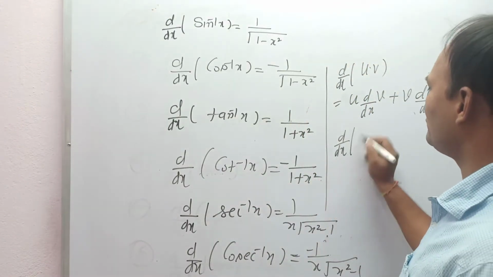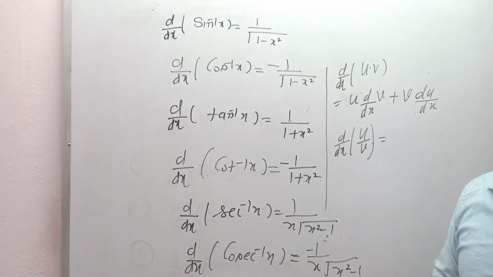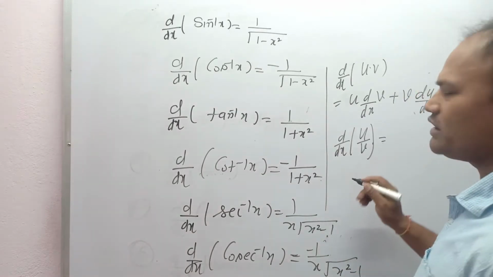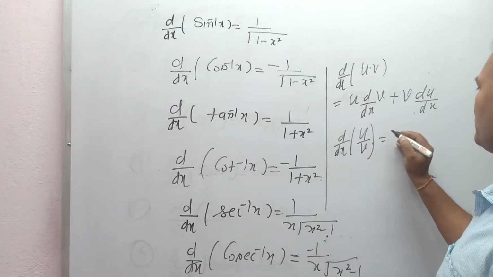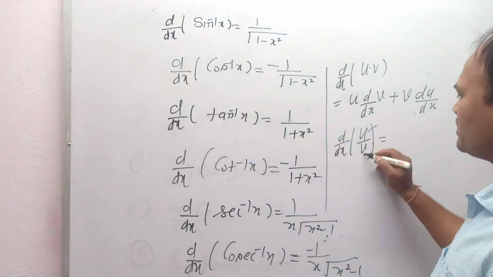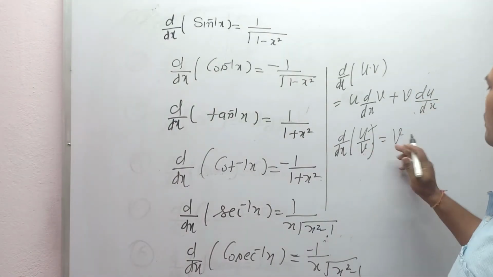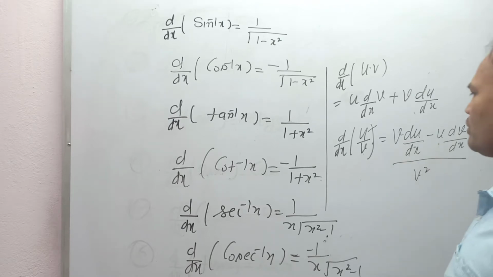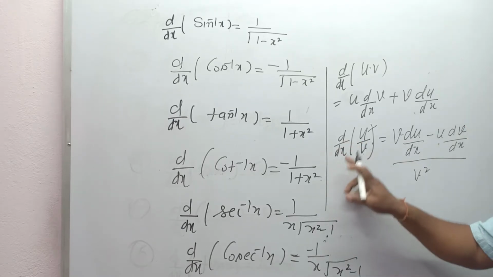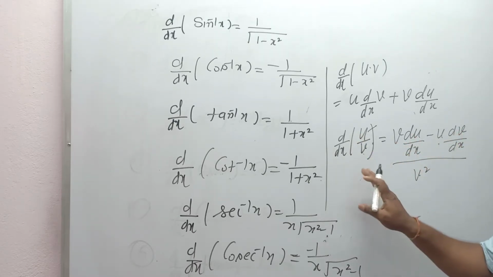Now next one is the d by dx of u upon v, students. So it is a very important formula also. When we are saying about the d by dx of u upon v, we can say that it is the division formula of differentiation. Firstly, this is a numerator and this is a denominator. We have to write the denominator first, so we are writing here v. So v du by dx minus u dv by dx upon v square. So d by dx of u upon v means v du by dx minus u dv by dx upon v square.